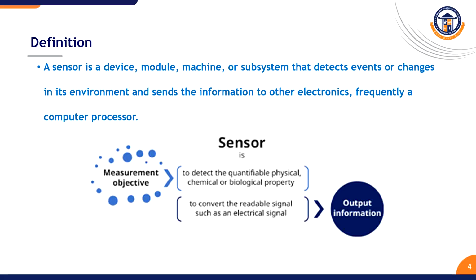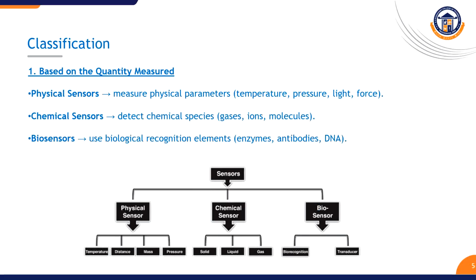A sensor is a device, module, machine, or subsystem that detects events or changes in its environment and sends the information to other electronics, frequently a computer, for processing. So what is the measurement objective? The sensor is to detect a quantifiable physical, chemical, or biological property and then convert it to a readable signal, such as an electrical signal, which can come out as the output information.